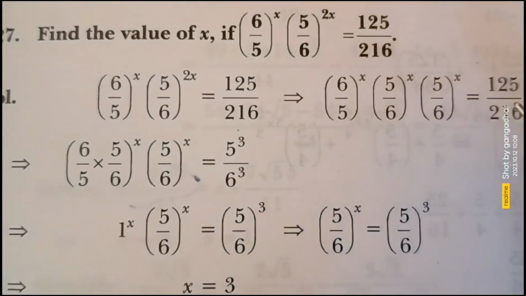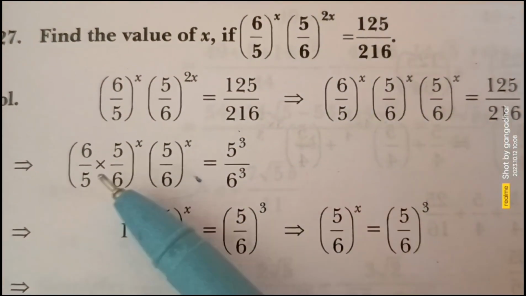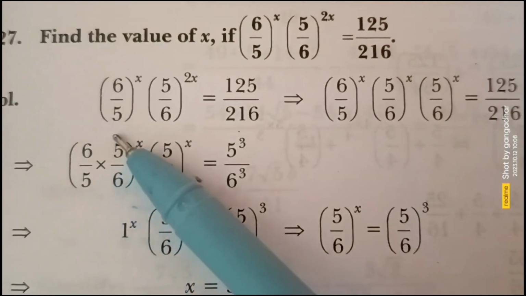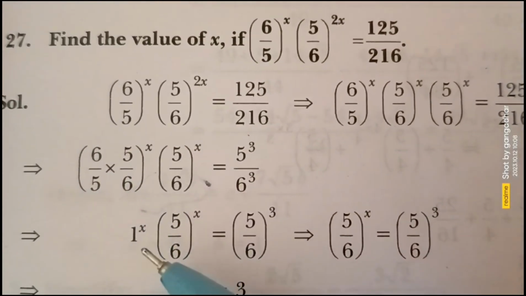125 we can write as 5 cube, and 216 can be written as 6 cube. 6 cancels, 5 cancels, and we are left with 1 to the power of x.